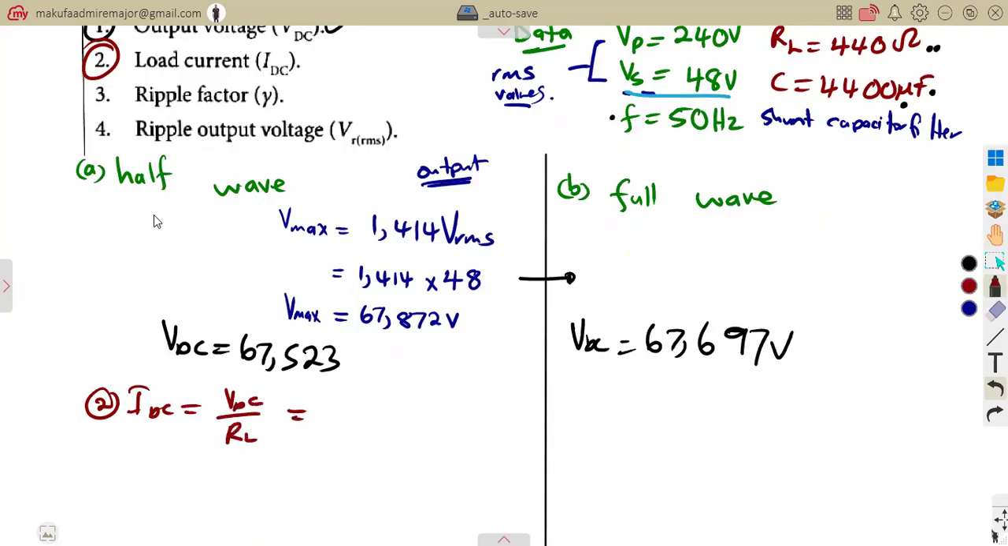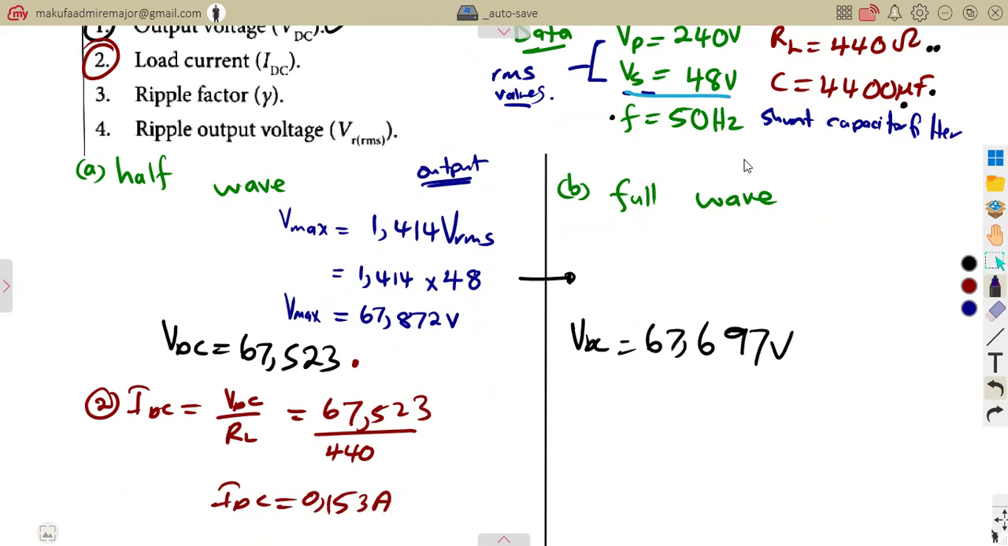So for a half wave, remember our VDC is this one, 67.523, divided by the load resistance, which is 440. That was going to give us our load current of 0.153 in that case. This is measured in amps.